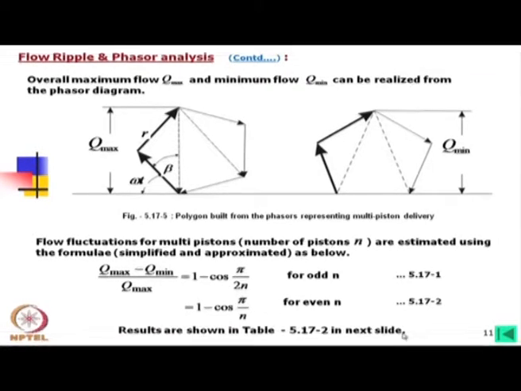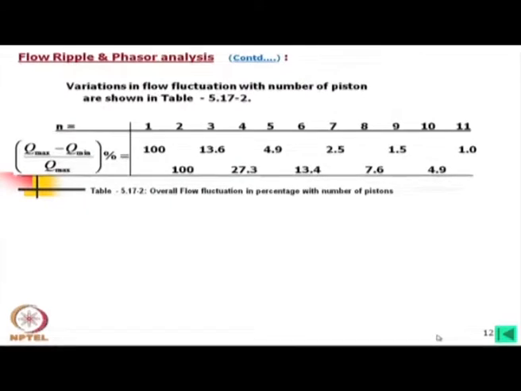Now, this can be plotted for different numbers of cylinders, and we have presented this here in this table. If I consider 1 piston, then Q min is 0 in the flow ripple, definitely, okay. And so this will be 100% fluctuation. That means, if you consider the sinusoidal curve, it will go from the top to the bottom at the 0 line. So, this is 100%, and if we look into this formula, this is quite interesting, that for 2 pistons also it is 100%.